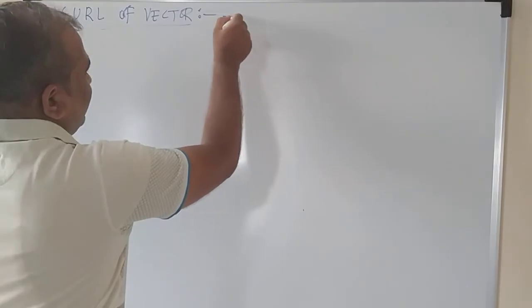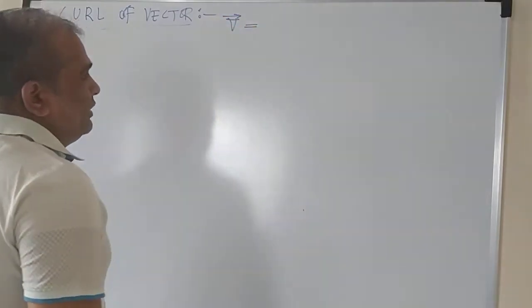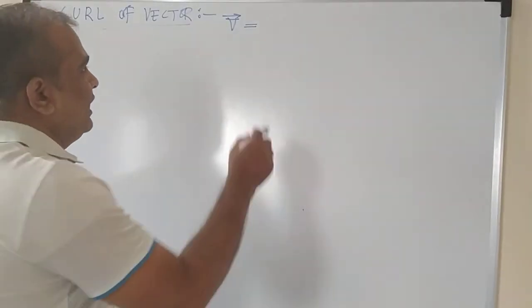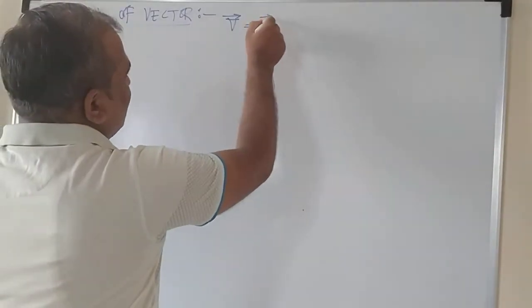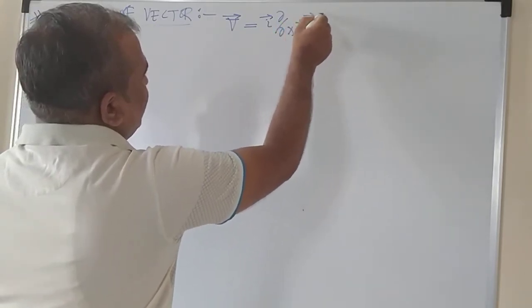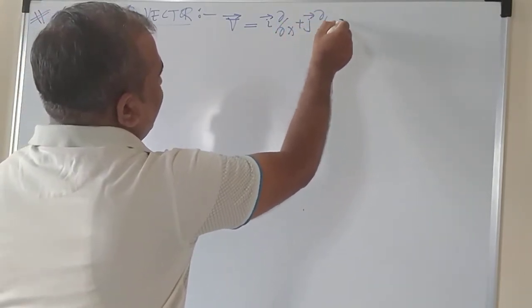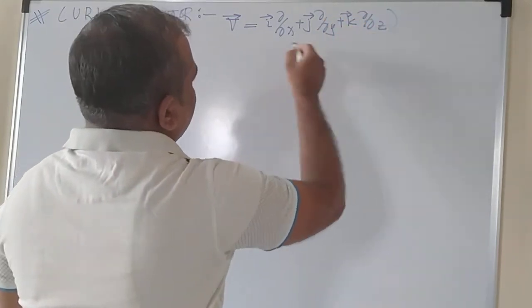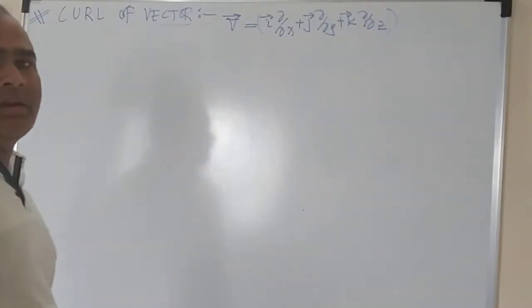Now, del bar is a differential operator that we have been studying in the complete chapter and the course. And what is the value of del bar? Del bar is equal to i bar into dou by dou x plus j bar into dou by dou y plus k bar into dou by dou z. So, this is the value of del bar, right?